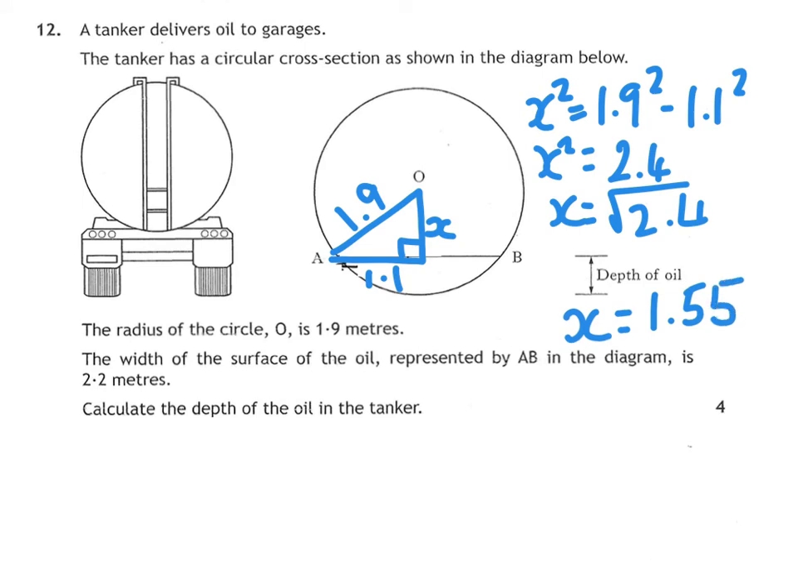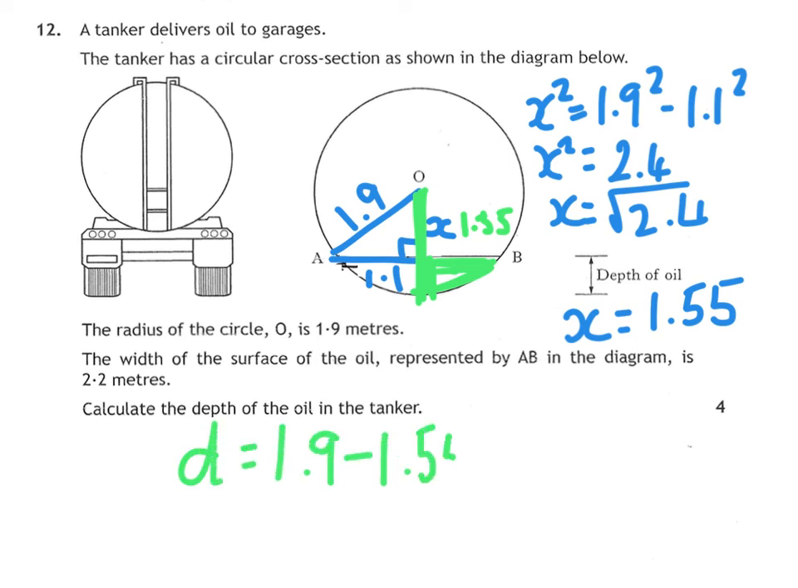So the depth of the oil, this is a tricky bit, right? So the depth of the oil, this green line that I'm drawing over this is your radius of 1.9, right? We've worked out that x is 1.55. So we want this wee bit here down the bottom, the depth of the oil. So the depth is your radius of 1.9, take away your answer of 1.55.